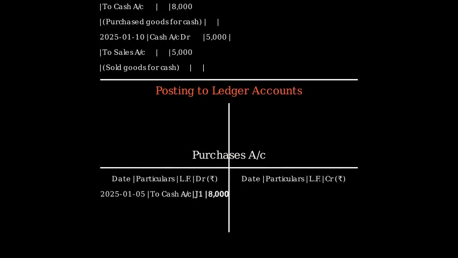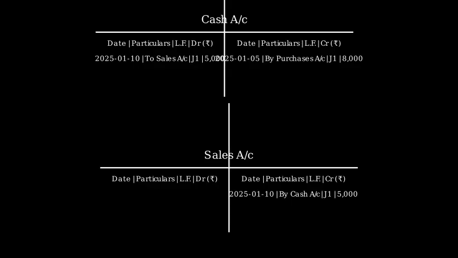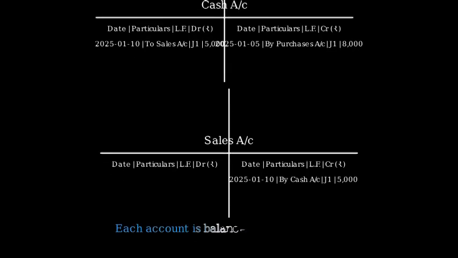Now, let's post these entries to the respective ledger accounts. First, let's post to the purchases account. Since purchases A/C is debited in the first entry, we write "to cash A/C" on the debit side. Next, for the cash account, since cash A/C is credited in the first entry, we write "by purchases A/C" on the credit side. And since cash A/C is debited in the second entry, we write "to sales A/C" on the debit side. Finally, for the sales account, since sales A/C is credited in the second entry, we write "by cash A/C" on the credit side. After posting all entries, we balance each account as shown earlier.